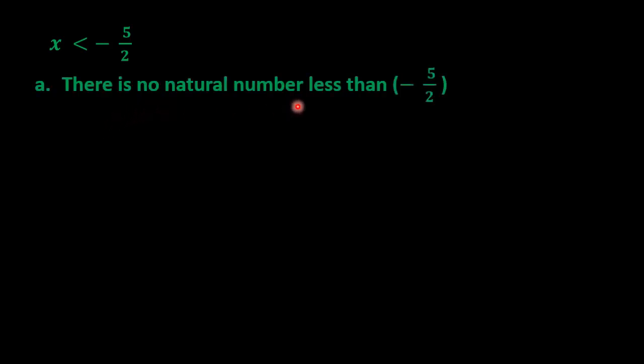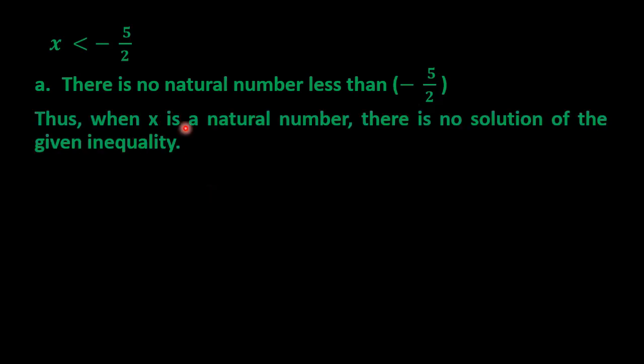Now we have to find the value of x for which x is a natural number. If you divide, you will get minus 2.5. As we already know, a natural number is never negative. Due to this reason, there is no natural number less than minus 5 by 2. The natural numbers are 1, 2, 3, 4, 5, and it goes on and on. Thus, when x is a natural number, there is no solution of the given inequality.